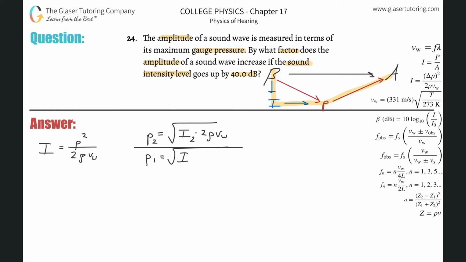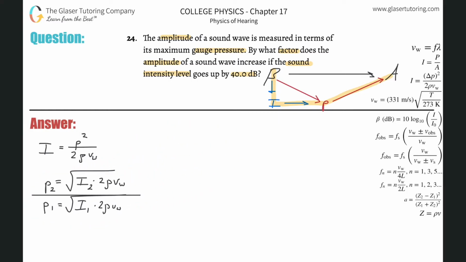So this becomes I1 times 2 rho v. Now realize that when we do this, and I should really be doing this on the side, I can take P2 over P1, and since both of these are under the square root, I can make a big square root over both of them.